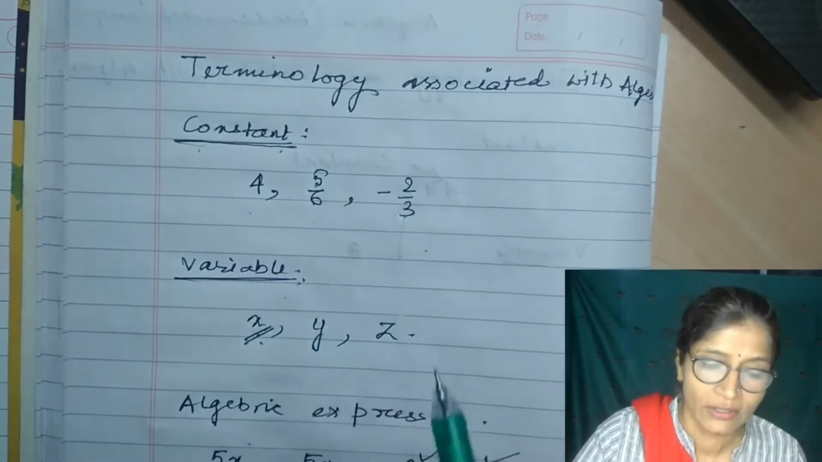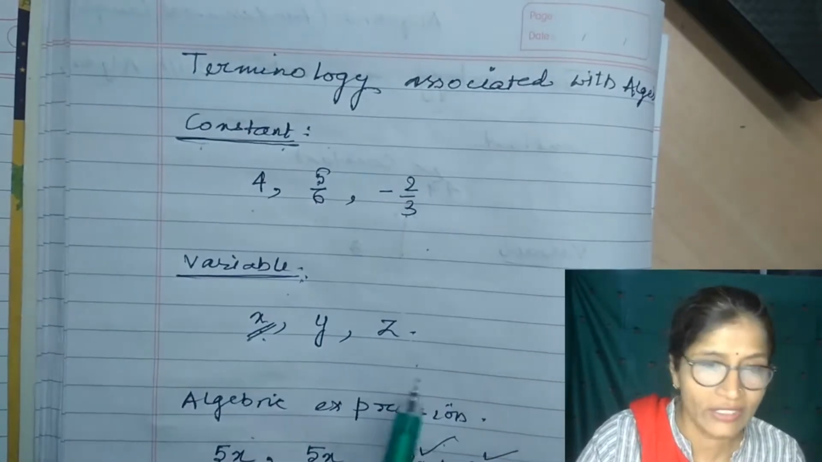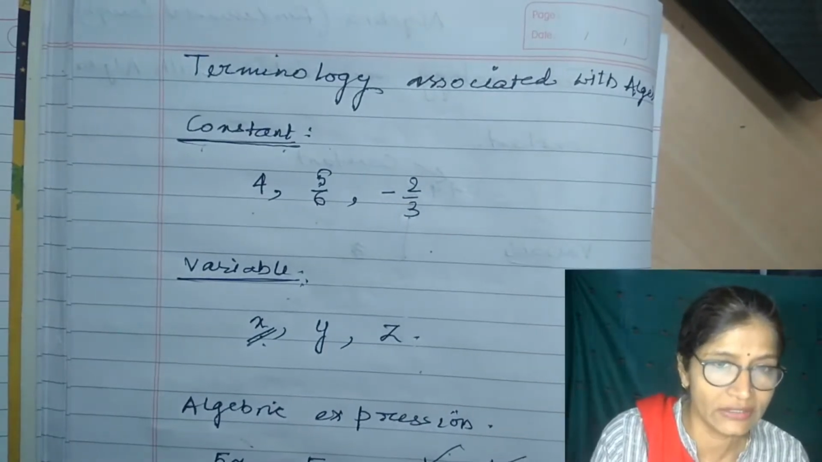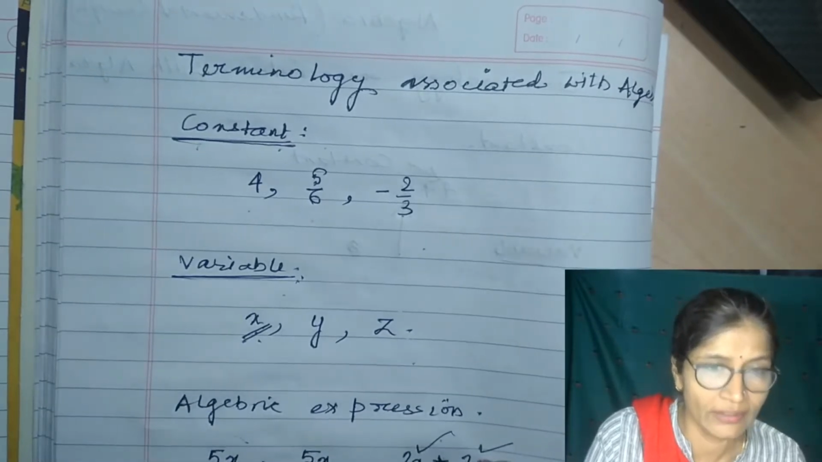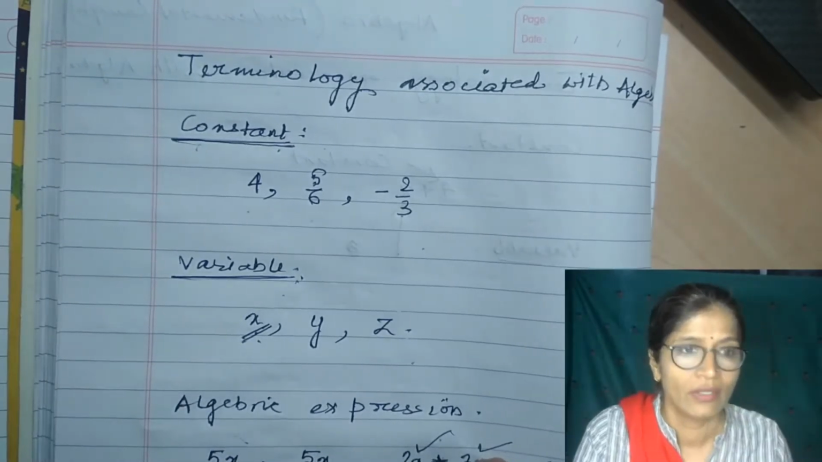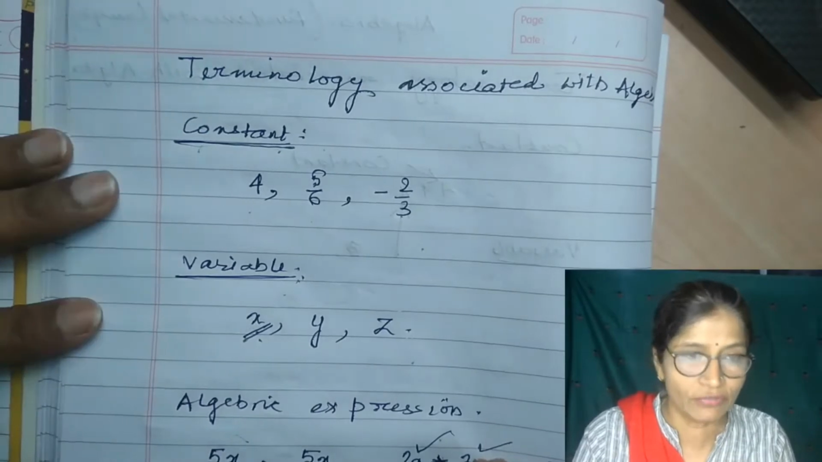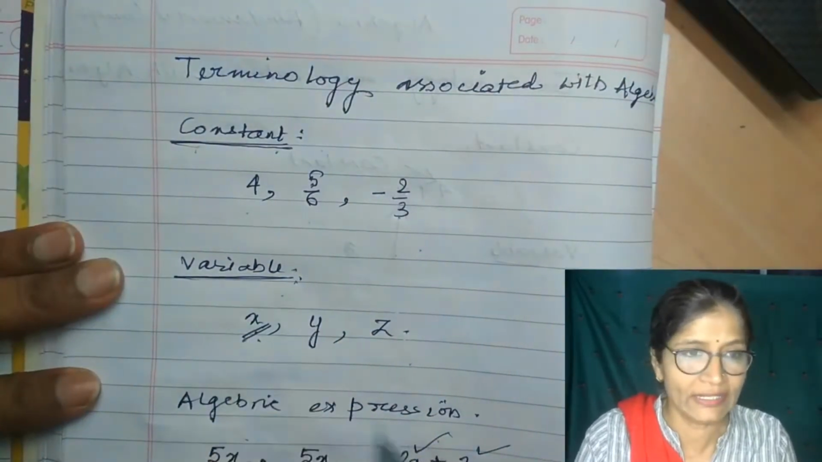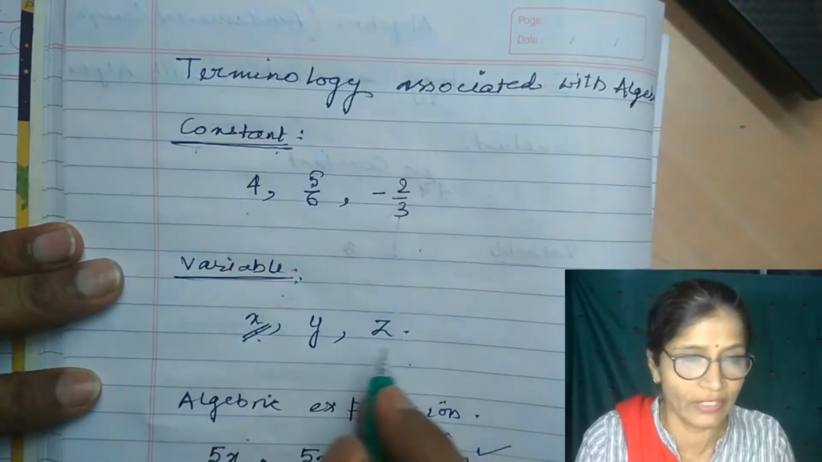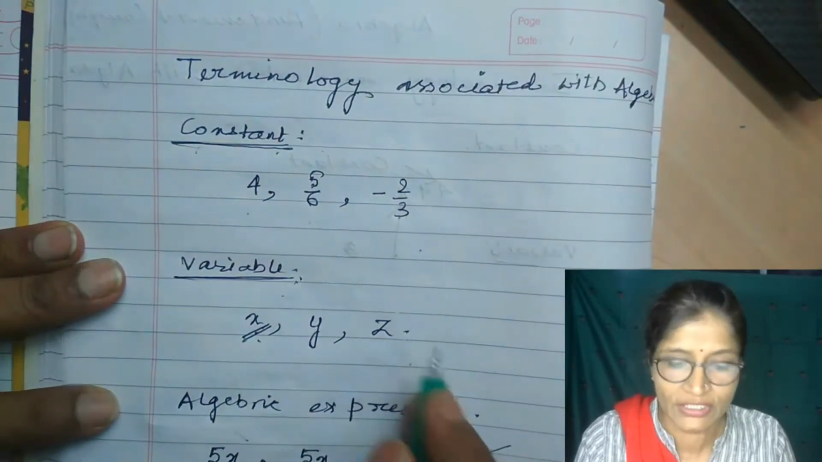Now, variables: x, y, z, all these are variables. The letters in algebra indicate variables, meaning their values change. If I say x, sometimes it is 2, sometimes 3, so its value is not fixed, its value is changing.